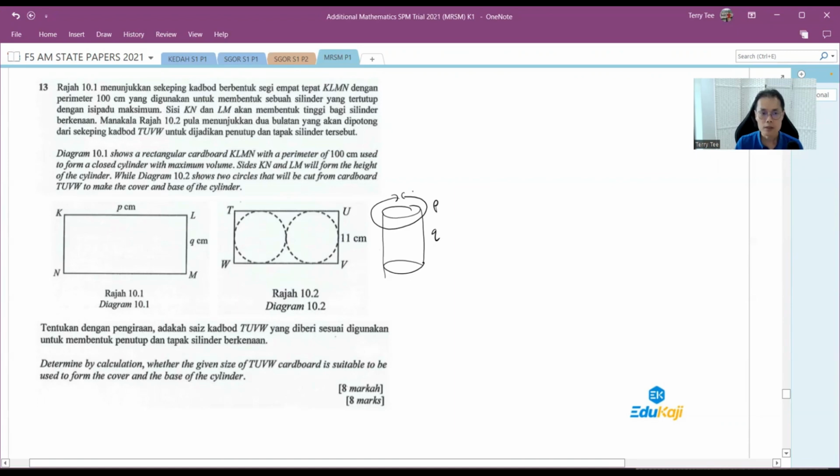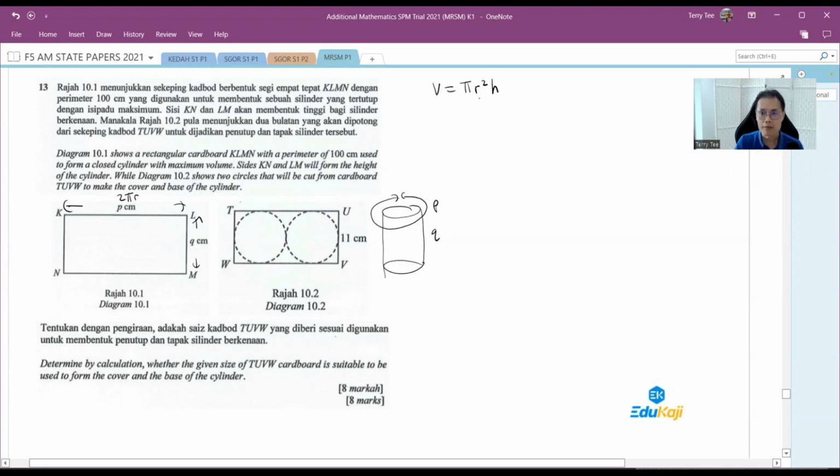Number one, I think it's best we take the circumference here. We know this is going to be a circumference, which is 2 pi r, and this is the height of your cylinder. This is going to be your curved surface area, and the volume of a cylinder is given by pi r square h.